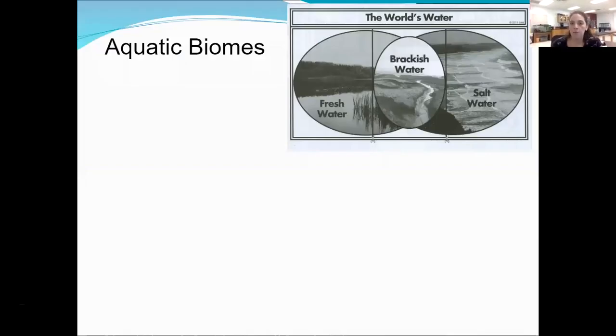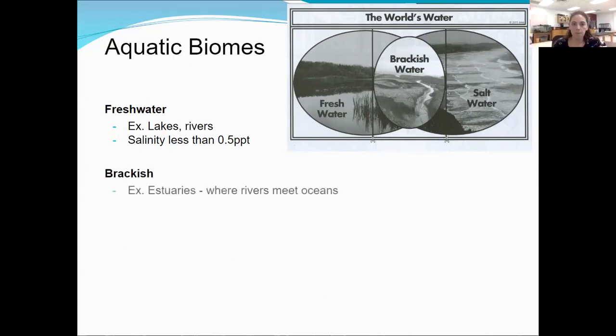Another way to look at how water is distributed is by looking at our 3 aquatic biomes. We have the freshwater biome, which includes lakes, rivers, and some aquifers. Very low salinity, that's why it's freshwater, it's drinkable. There is this sort of in-between area, as we can see with this little Venn diagram image up here, of brackish water. This includes things like estuaries or any area where rivers meet oceans.